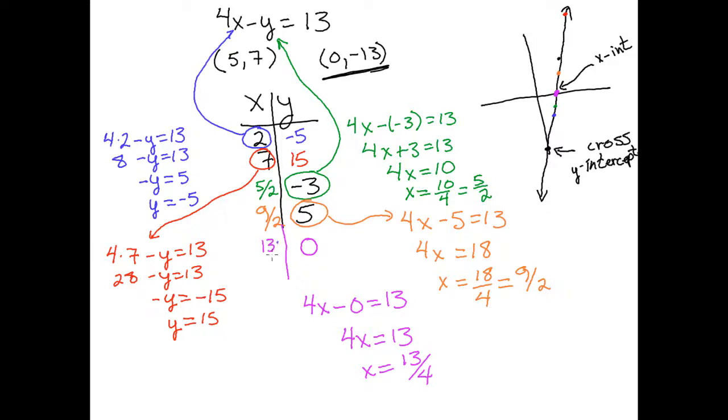There's the partner right there. So that point is the x-intercept and is 13 fourths, which if you put that in a calculator, that's about 3.25, and then 0. And that will be able to give you the x-intercept.